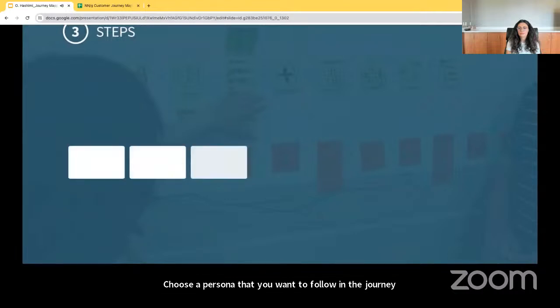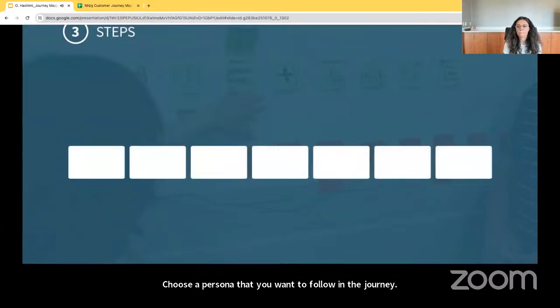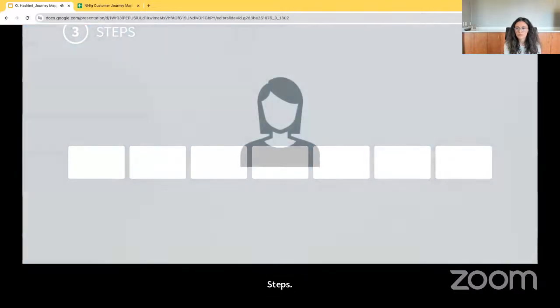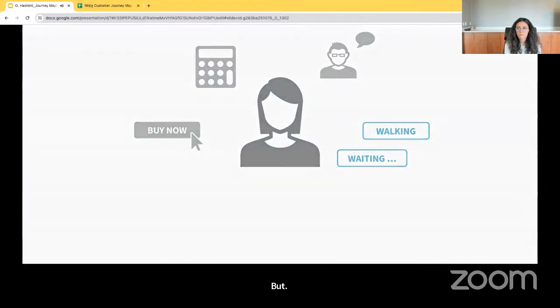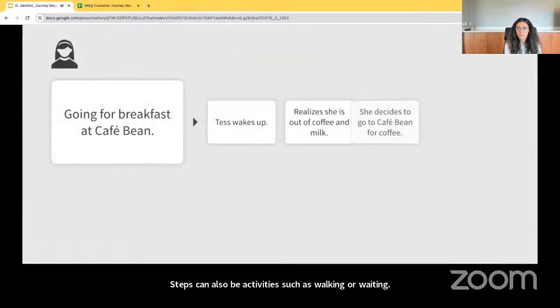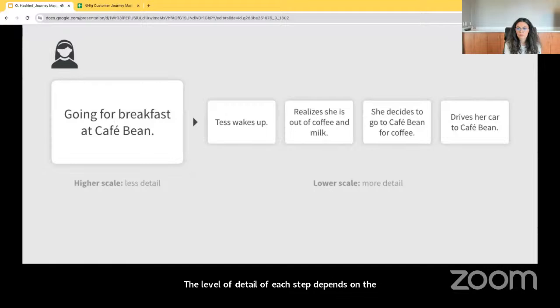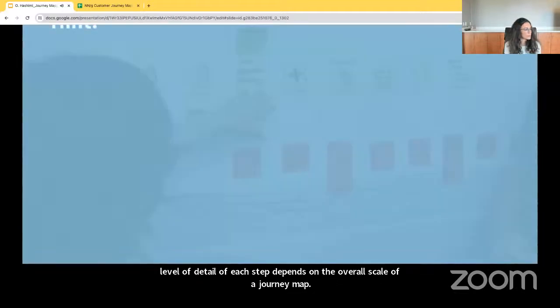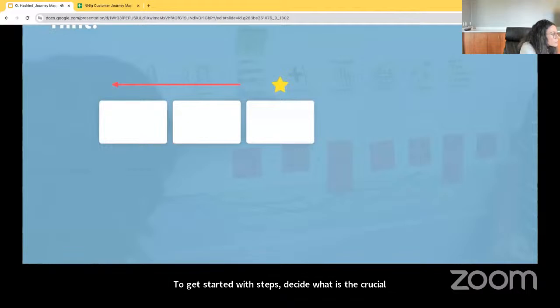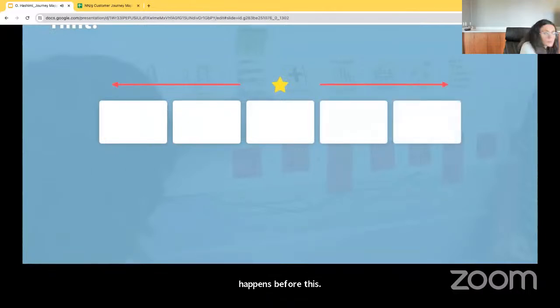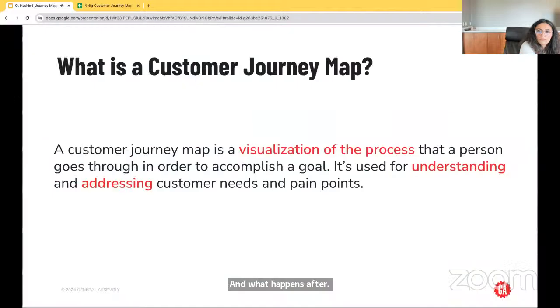Third, steps. A step is any experience the main actor has, such as an interaction with another person, a machine, or a digital interface. But steps can also be activities such as walking or waiting. The level of detail of each step depends on the overall scale of a journey map. As a little hint, to get started with steps, decide what is the crucial part of the experience, and then ask yourself, what happens before this, and what happens after? This will help you get going and building out each step.